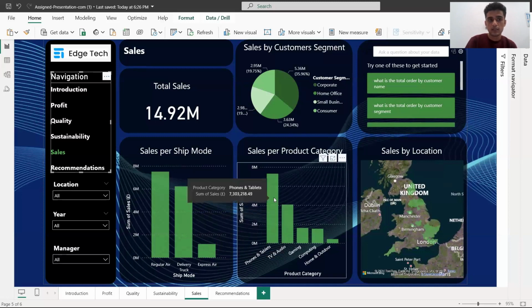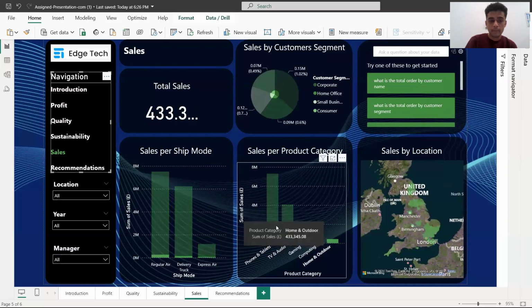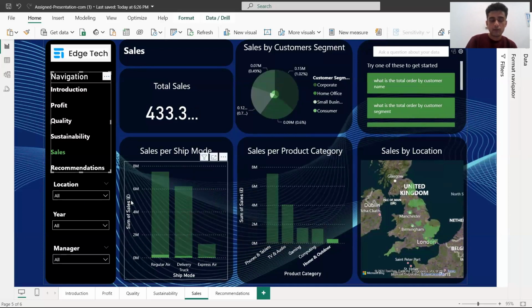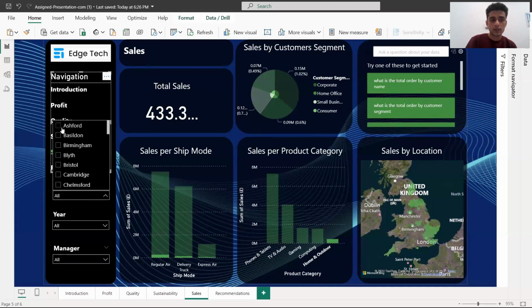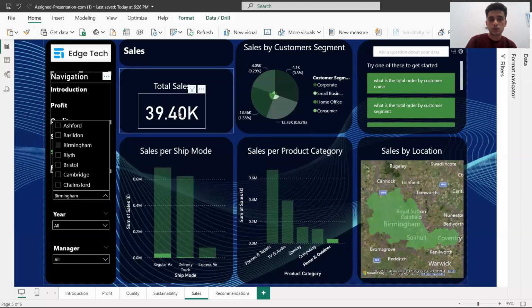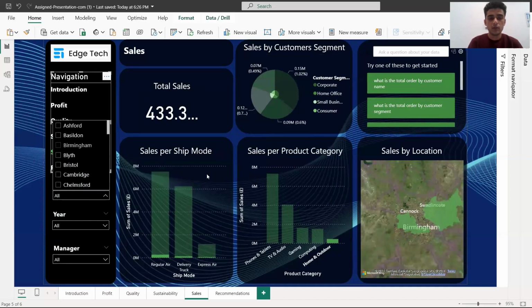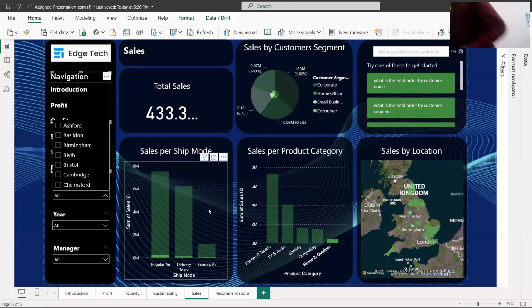These are the most sold by EdgeTech, and at last, the minimum volume, we have home and outdoor. Further, we have added some slicers on the left-hand side, which makes our dashboard more interactive. Suppose we select Birmingham. As we can see, the total sales generated in Birmingham is 39.4K. Now I would like my colleague, Mr. Nohman, to present the recommendations. Thank you.